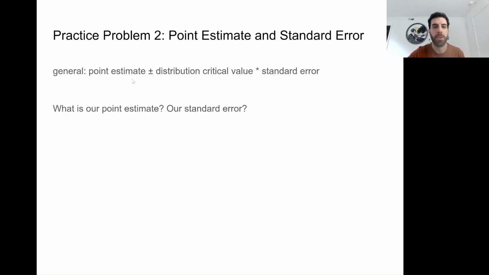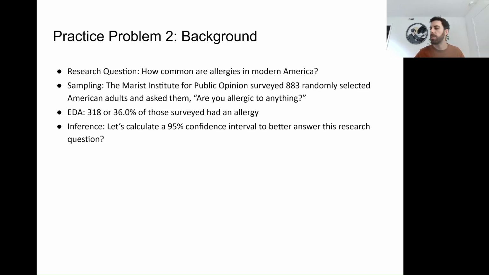So remember our general formula. We have the point estimate plus or minus our critical value times the standard error. Our point estimate you should be able to see right away. Our standard error we have not covered for proportions, but it is also really intuitive. So go ahead, I'm going to flip back, take some time to think about that, and then I'll let you know.